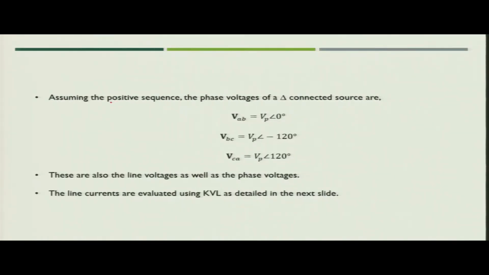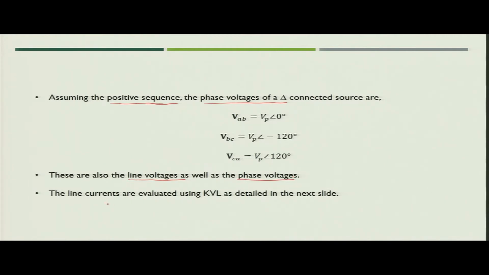As we discussed in the previous cases, here also we assume the positive sequence for the source, and the phase voltage of the delta connected source can be given as VAB equal to VP angle 0 degree, where VP is the RMS value of the phase voltage. Similarly, VBC is VP angle minus 120 and VCA is VP angle 120 degree. As you know, in a delta connected source, the line voltage and phase voltages are the same.